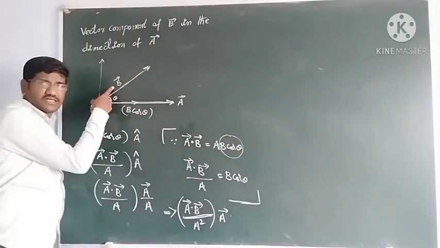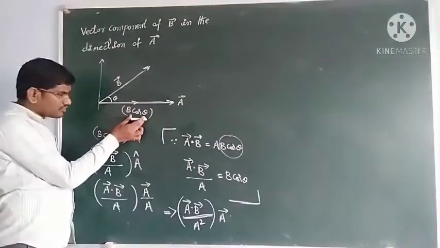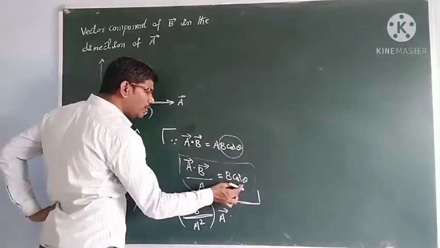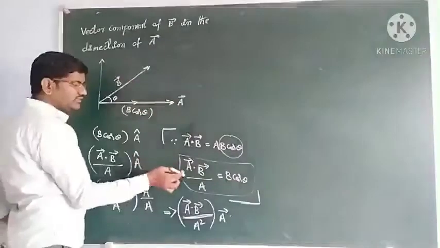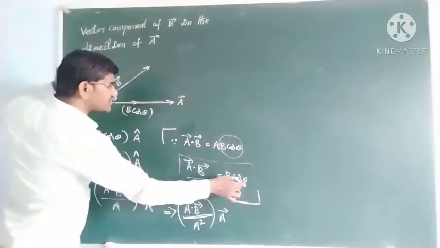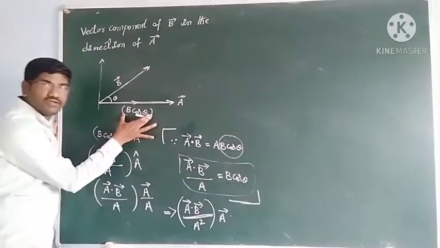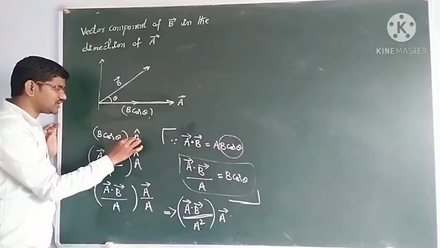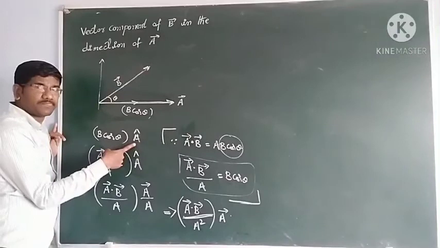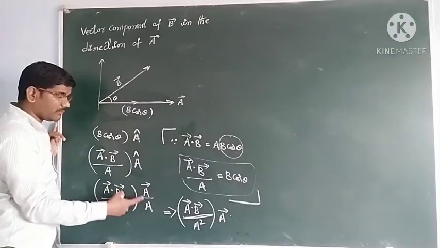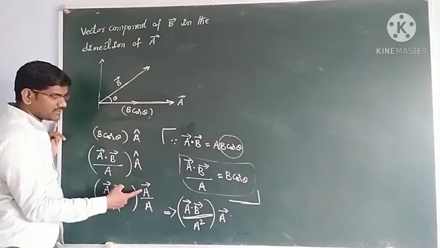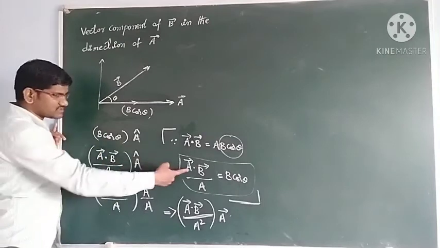So B bar is a vector. Its component in this direction is called B cos theta, meaning we should calculate only this much. It is a component of B bar in the direction of A bar. So B cos theta is a scalar. Now he is asking for the vector component, so we should give a direction for this. How do we give the direction? By keeping a unit vector for that. So what is that unit vector? I have written A cap. Then A cap means A bar by A. Unit vector means vector by its magnitude. So A cap means A bar by A, and B cos theta means this much we have.